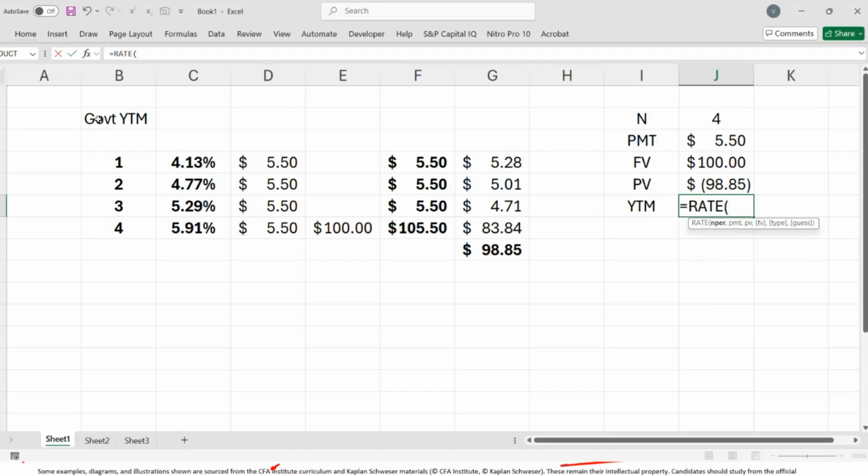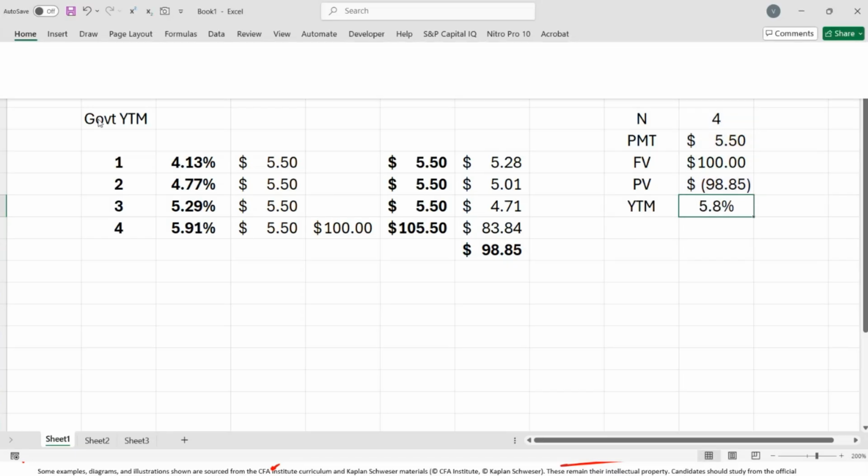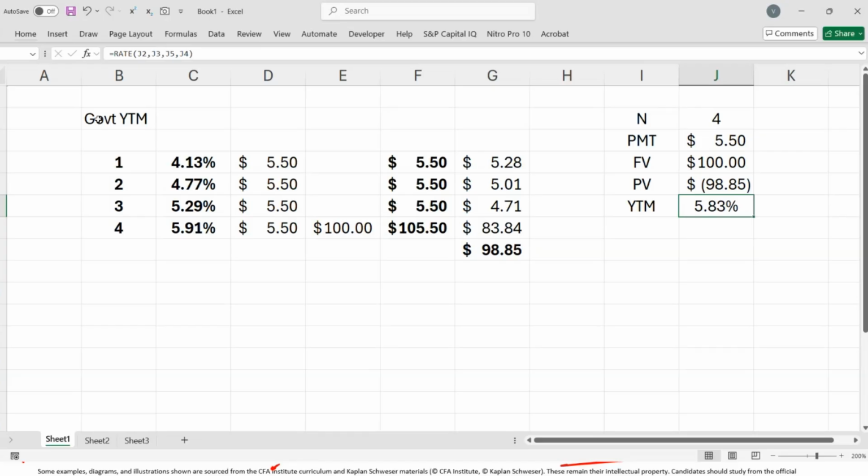So you can do it on your calculator. I'll quickly try and see if my Excel also gives me the same numbers. Turns out to be 5.83% YTM for the government bond. So this is something your calculator should also give you as output.